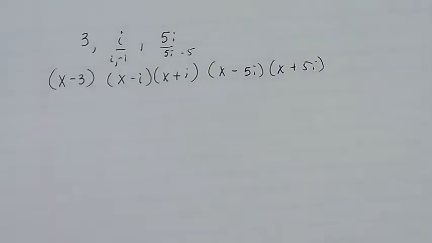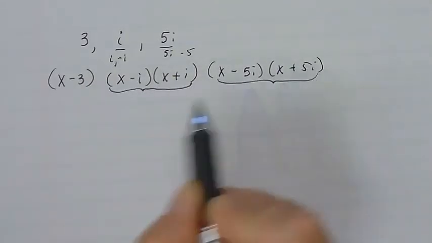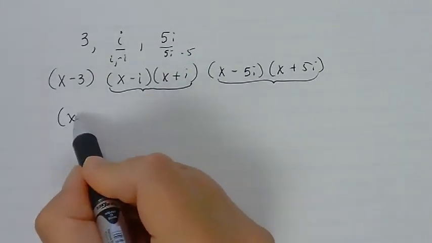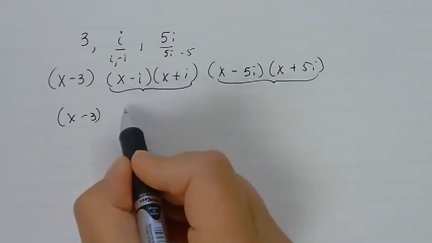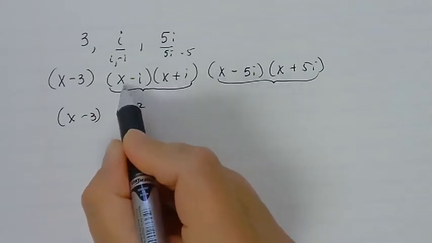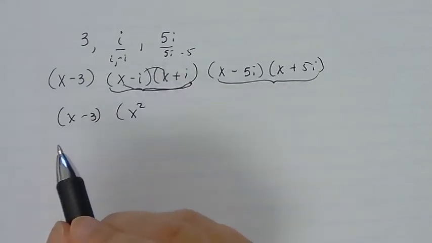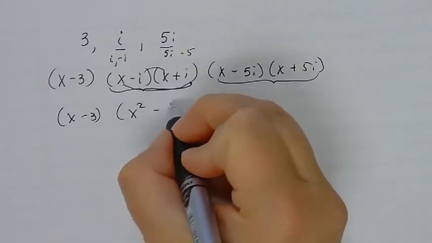Now, when I multiply these, I want to go in a certain order. You can multiply in whatever order you want to, but it's going to be a lot easier if you choose to put the ones that go together for imaginaries. Because watch what happens here. So I'm going to leave the x minus 3 by itself. x minus i and x plus i is going to go to x squared. This is going to be plus xi and minus xi, which cancels. And then negative i times positive i is negative i squared.